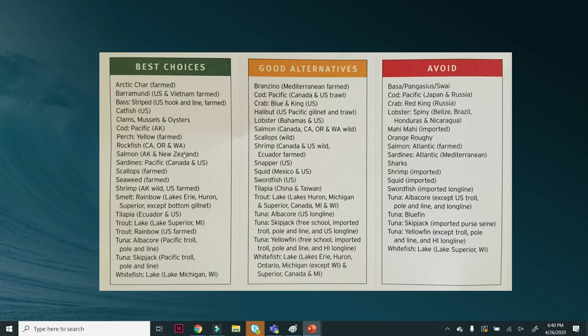And so everything here on this green, these are all the best choices you can make if you want to eat seafood. These yellow ones, well, they're not as good. And then these red ones, these are all things that should be avoided. They could be things like they are fished unsustainably, or there's a lot of bycatch, or things like that. All right, so this is one of the things that you can get if you're interested in making sure the seafood that you eat does not negatively affect the oceans.